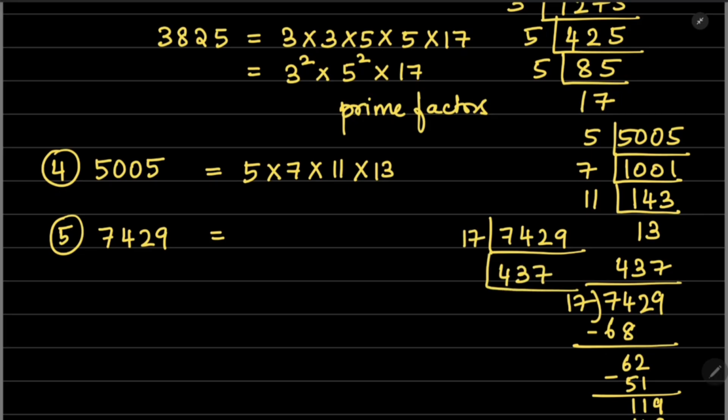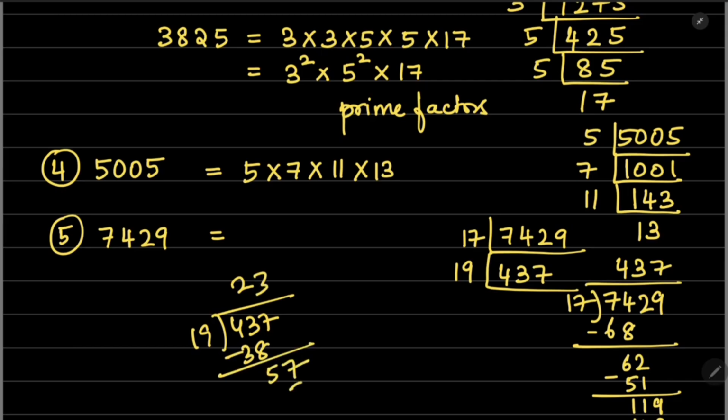437. Now again 437, you can divide it with 19. So 437 divided by 19. What would you get? So 19 into 2, 38. Again 57. Correct? So you have 3. 57. So it's again 23.